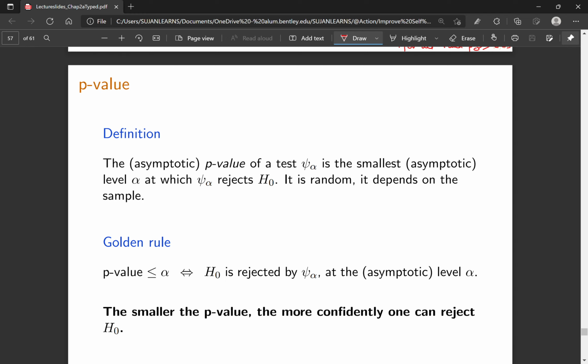Now the question arises: how do I remember that I want to have a small p-value? We can remember by saying that having a small p-value means rejection. P-value being small means reject. That's how we can remember. Small p-value is equal to reject.